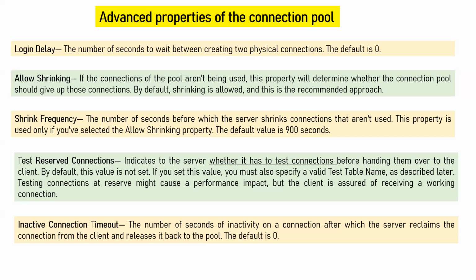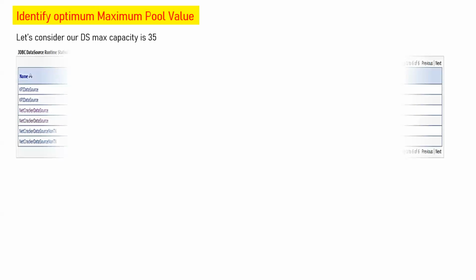And before tuning this parameter, I would recommend reading My Oracle Support notes, or maybe blogs or the Oracle official documentation, before setting this particular parameter. Okay, and how to identify the optimum maximum pool value?